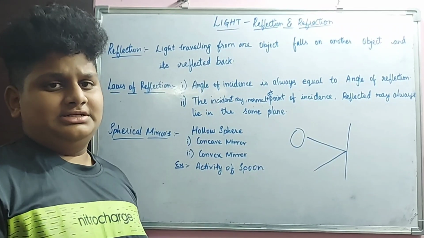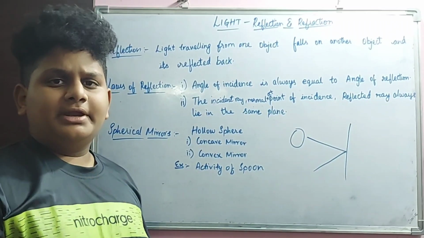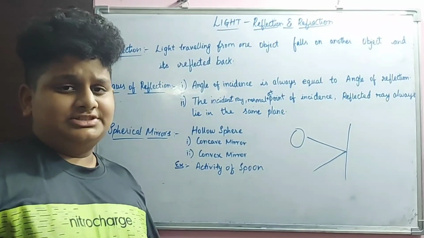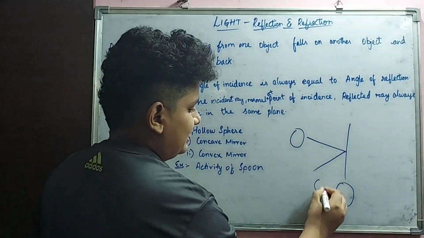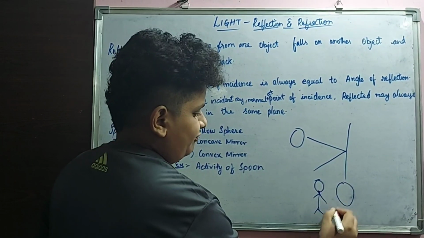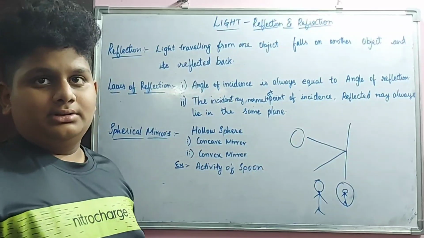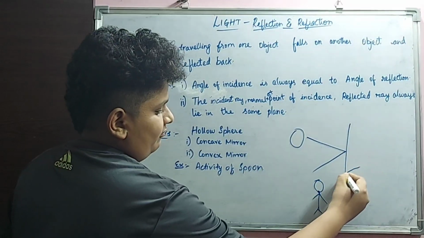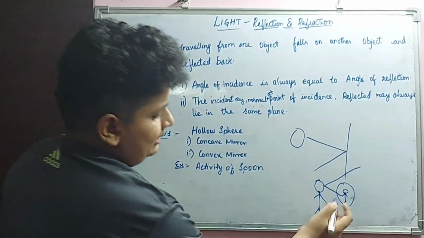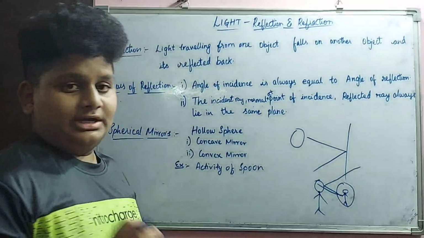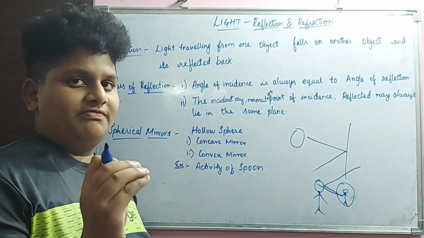And another example is yourself. How can you see yourself in front of the mirror? That's right. When you stand in front of the mirror, if you want to see your image, then there should be light. The light falls on you and gets reflected back onto the mirror and directly reflected towards your eyes, so that you can see the image formed on the mirror. This is the reflection of light.